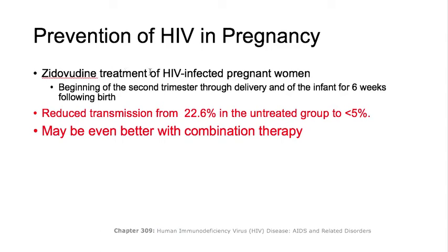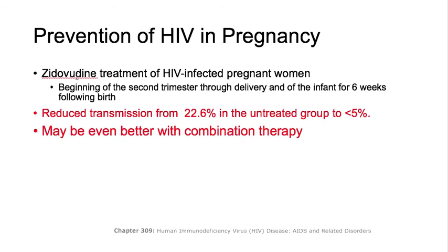Zidovudine was introduced when it was the only agent that had been tested in pregnancy, and it had been begun in the second trimester through delivery, and for the infant for 6 weeks following birth. When done in this fashion, and this is initially with just zidovudine, it reduced the transmission from 22% to less than 5% in the untreated group. Recently, and I'll show you the recommendations once again from the AIDS Task Force, this reduction is probably even better with women treated with combination therapy.